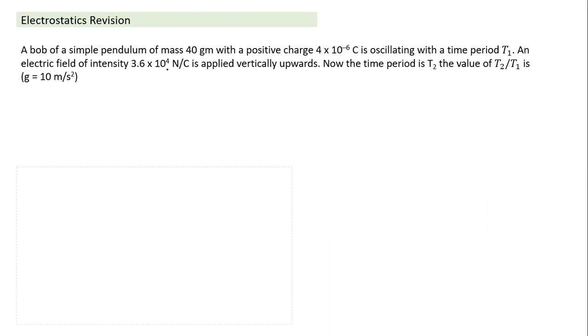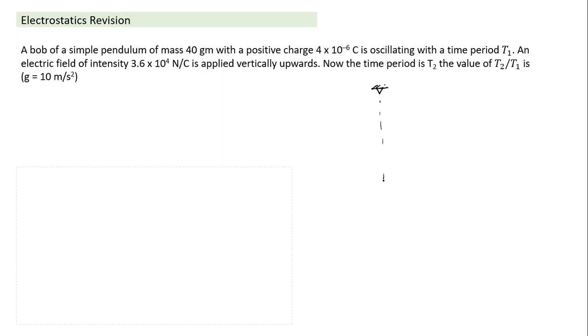There's another question about SHM. A bob of a simple pendulum of mass m has a positive charge and is oscillating with time period T1. If an electric field intensity is applied vertically upward, what will be the new time period? So let's understand the oscillation of this particle. First, this requires understanding the basic oscillation property.